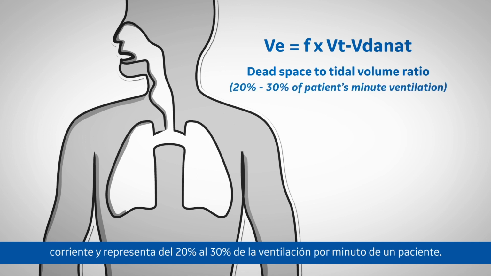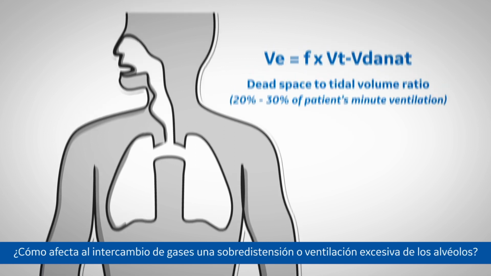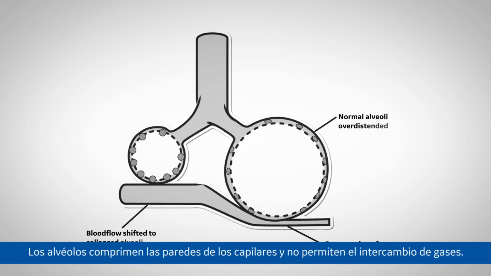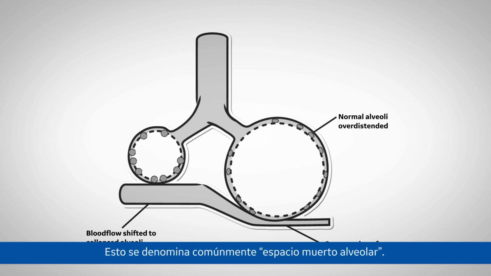a patient's minute ventilation. What happens to gas exchange when the alveoli are overdistended or overventilated? They compress the walls of the capillaries and do not allow for gas exchange. This is commonly referred to as alveolar dead space.